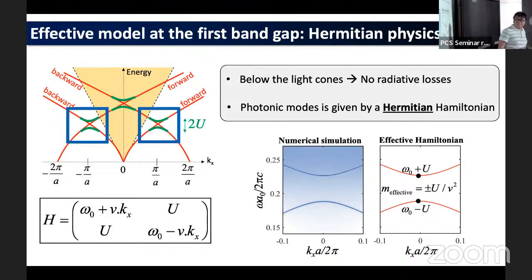In this Hamiltonian, is kx referenced from pi over a? kx is developed around this point. Small kx. Yes, sorry, this is not the same case. Let's go with qx. Omega naught is here.